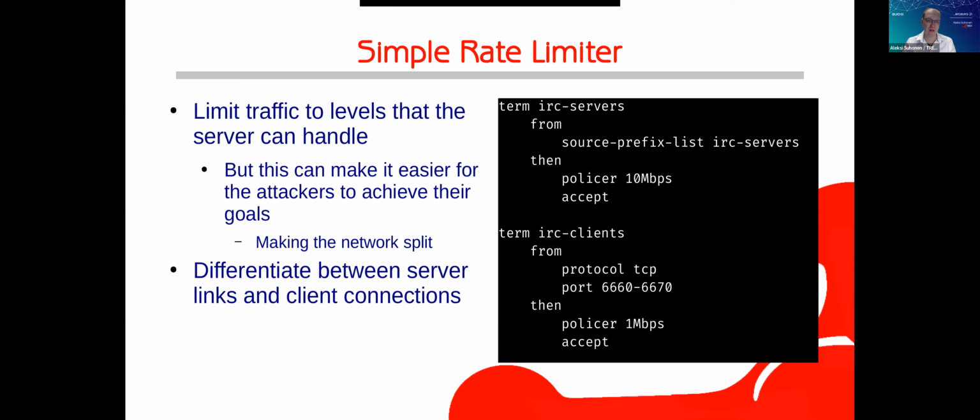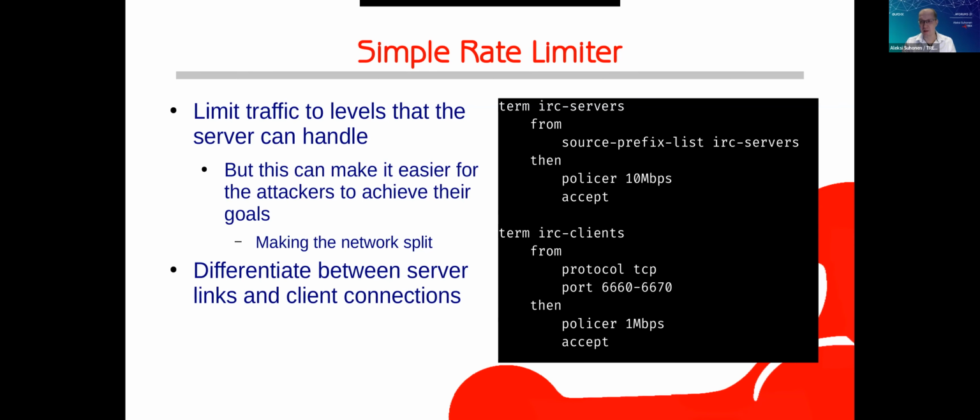So basically what this can cause is that the attackers can achieve their attacking goals easier. The main goal for IRC servers was to just make the network split, so to make the connections between the IRC servers time out. That was often the main goal of the attacks. So basically, to protect against that threat, we needed to differentiate between the important connections, which were the server connections, and the less important connections like client connections.